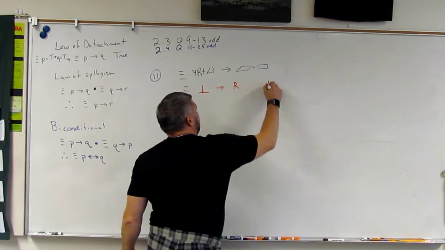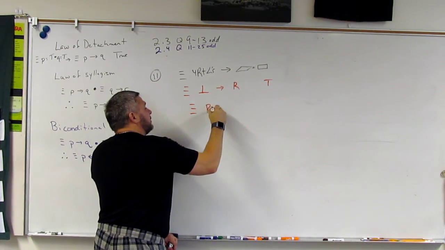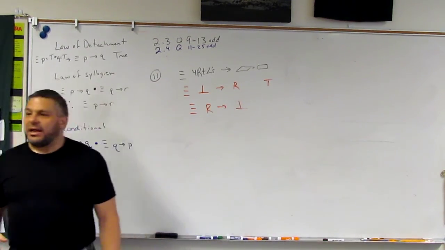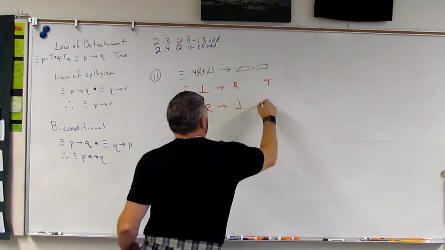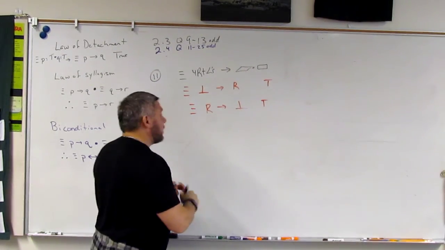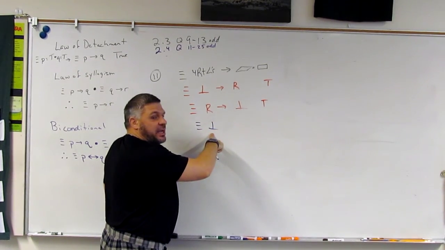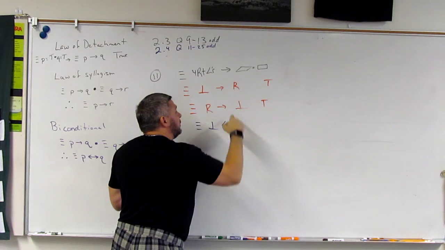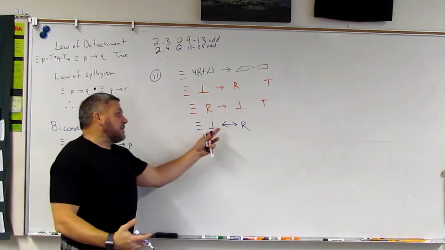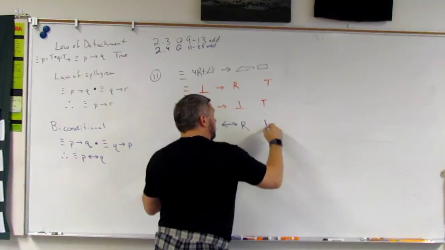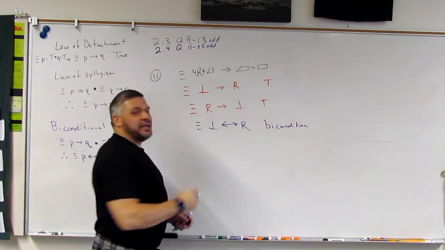That's true. Okay? Can it go the other way? If it's a rectangle, then they'll all be right angles. Is that true? Yeah, that's true. So what can we say? We could say if all are right angles, then it would be a rectangle, and it's a biconditional. Meaning it goes both ways.